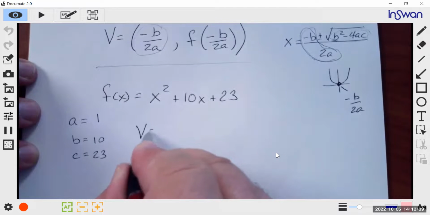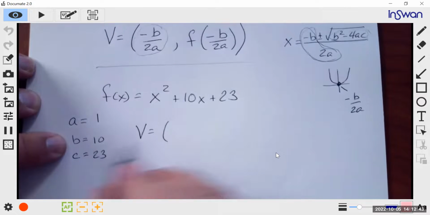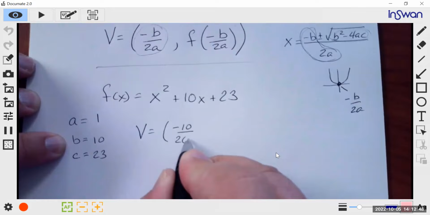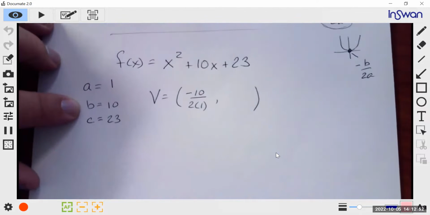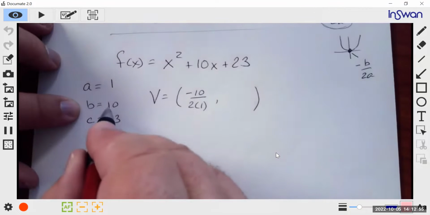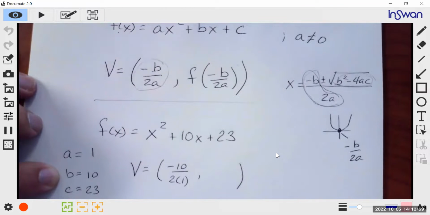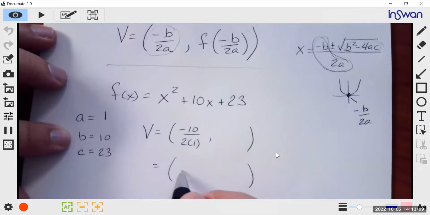So the vertex is at negative B, which is negative 10, over 2A. It's negative B over 2A. That's the formula. Two times 1 is 2. Negative 10 over 2 is negative 5.